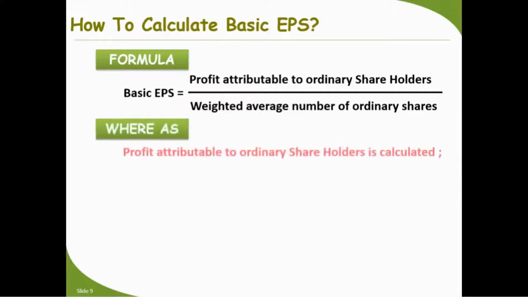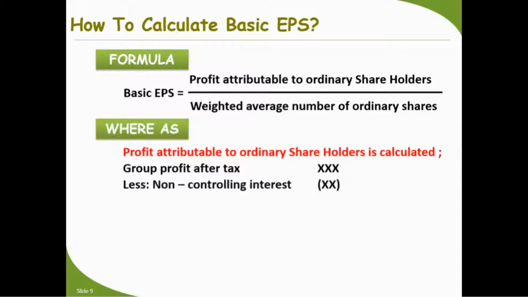Whereas profit attributable to ordinary shareholders is calculated as group profit after tax less NCI, this is for consolidated financial statements, less preference dividend. Now, if it is for a single entity, profit after tax less preference dividend, there is no NCI, so the net result would be profit attributable to ordinary shareholders for a single company.